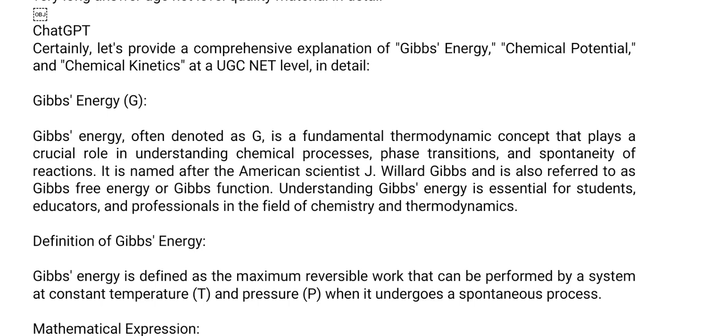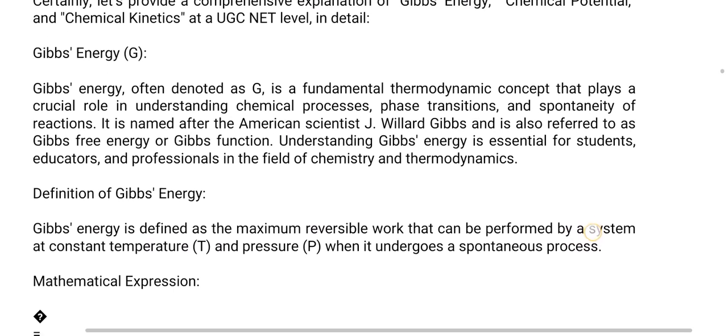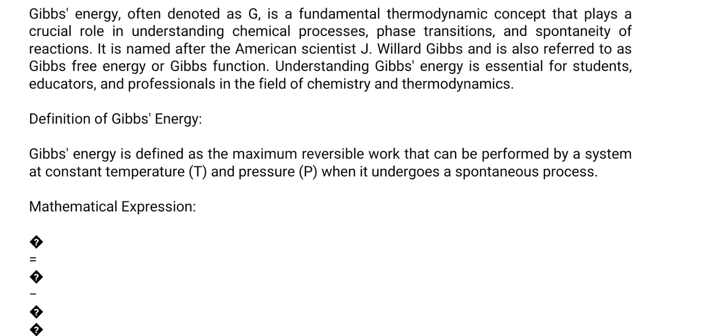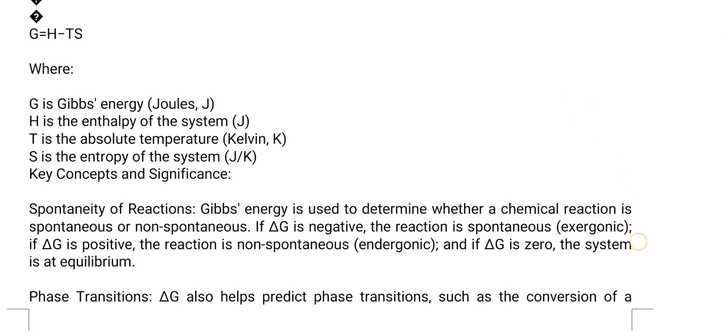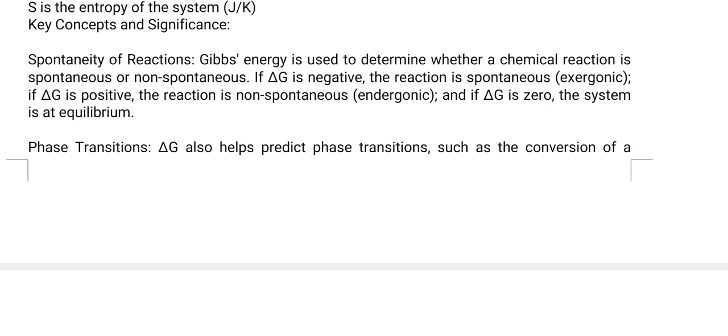Definition of Gibbs energy. Gibbs energy is defined as the maximum reversible work that can be performed by a system at constant temperature and pressure when it undergoes a spontaneous process. So, spontaneity of reactions. Gibbs energy is used to determine whether a chemical reaction is spontaneous or non-spontaneous.